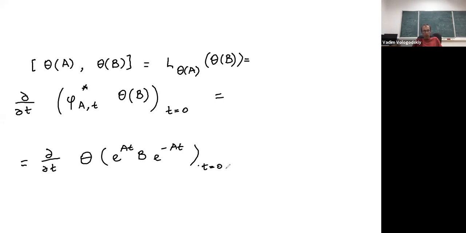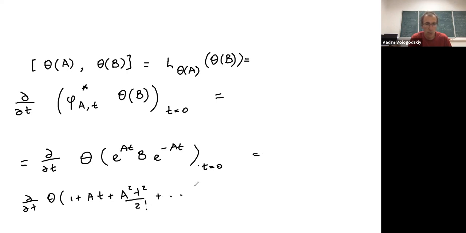So with this in mind, it's easy now. You just have to differentiate this matrix with respect to t. So d over dt of theta of (1 plus a t plus a squared t squared over 2 factorial plus and so on) times b times (1 minus a t plus a squared t squared over 2 factorial and so on).